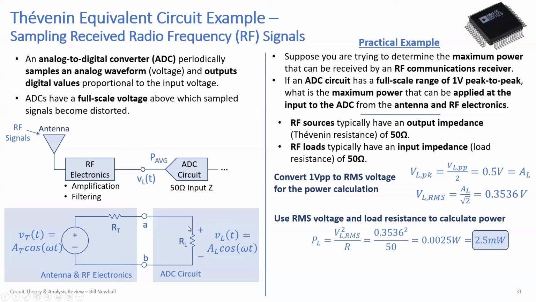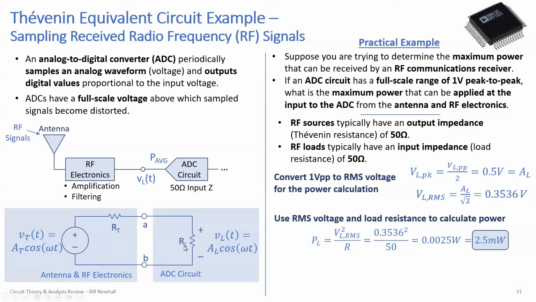What is this showing? This is showing that, well, first, you can calculate power delivered to a load when you have the Thévenin equivalent circuit and the load resistance. It shows that you can determine things like what's the maximum signal voltage that I can have across these terminals A and B, and what's the maximum power I can deliver to the ADC circuit, or what's the max power that can come out of the electronics section, right? That determines the range of field strength of RF signals you could receive.